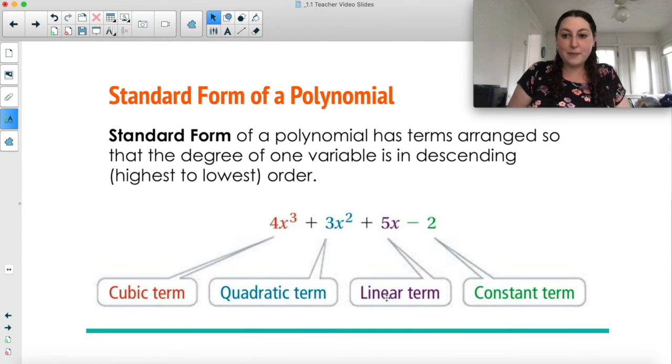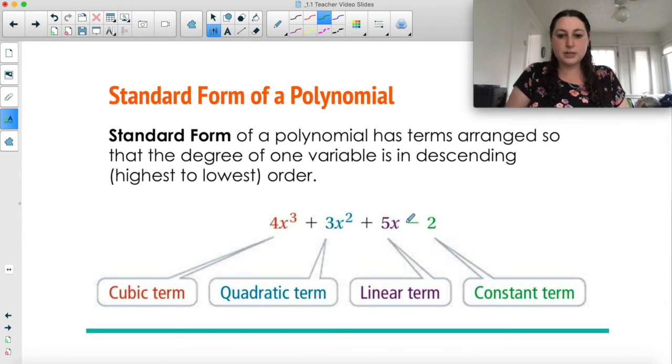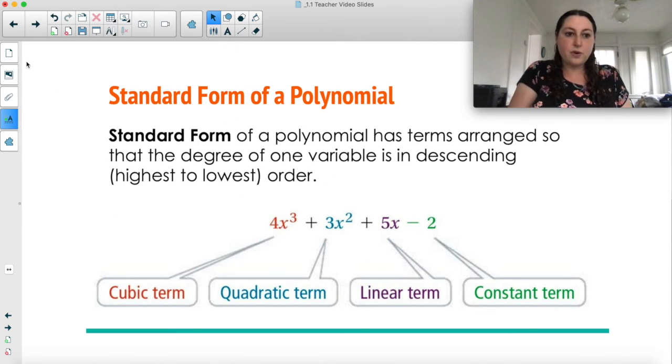Next, standard form. Some of the polynomials we've looked at have not been in standard form. To be in standard form, the terms need to be arranged so that the exponent, the degree, is in decreasing order, so highest to lowest. So you see we have the cubic term first, then quartic, then linear, then constant. Your constant will always be at the end, if there is a constant. That's how you put it in standard form. Some of your Delta Math problems today will say that you have to write your answer in standard form. So that's all that means. Get it in the right order.